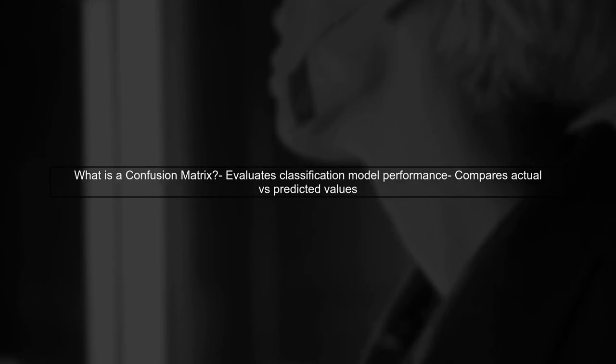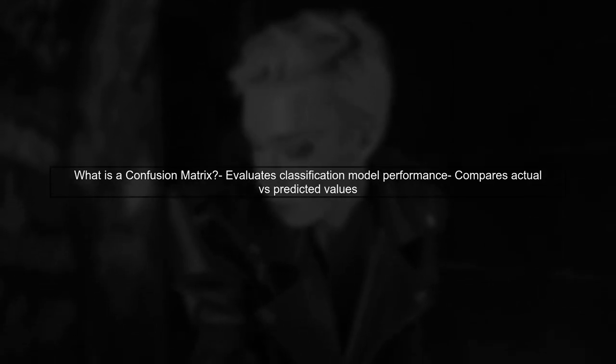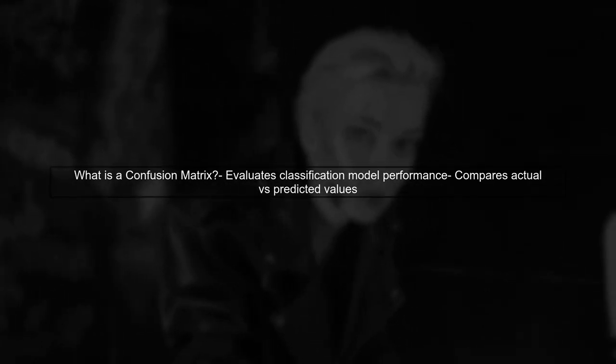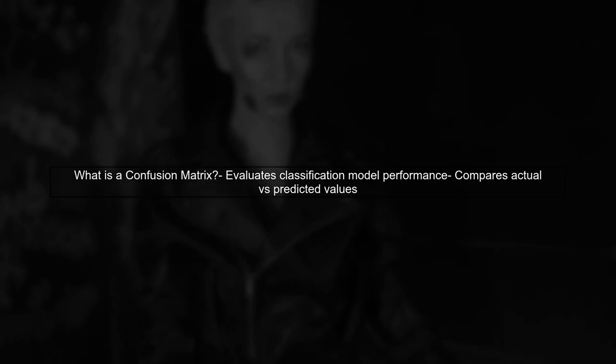Let's begin by understanding the confusion matrix and the error you're encountering. A confusion matrix is a tool used to evaluate the performance of a classification model by comparing the actual and predicted values.